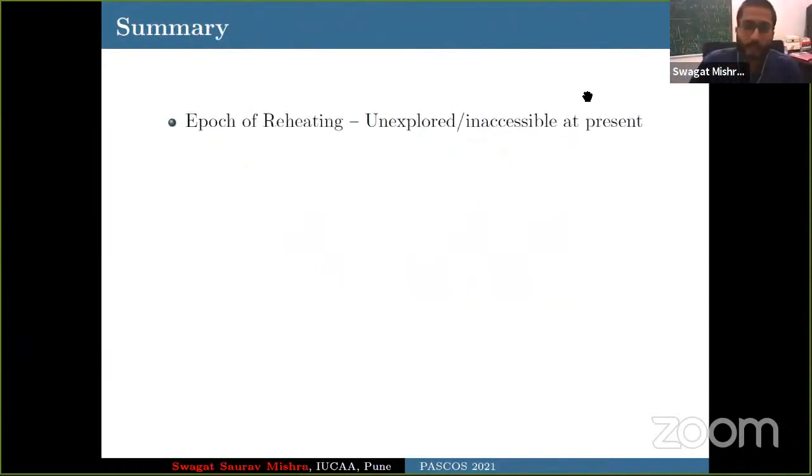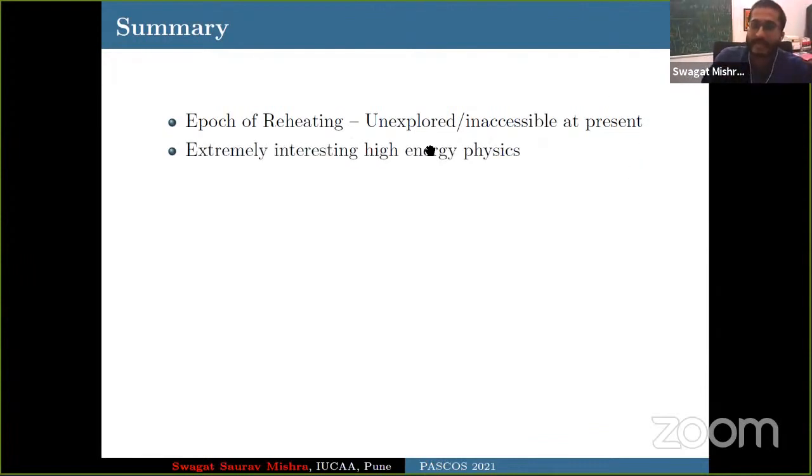So to conclude, the epoch of reheating remains observationally unexplored and inaccessible at the present, in spite of a lot of theoretical development. It has extremely rich high energy physics associated with it, but also it helps in breaking the inflationary degeneracies.